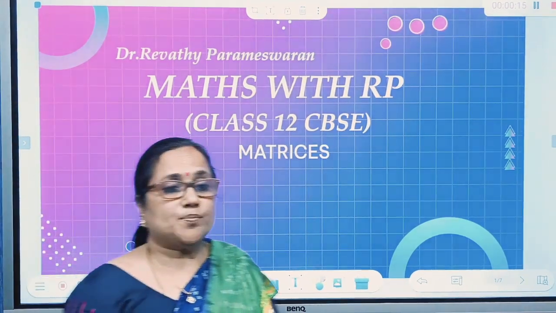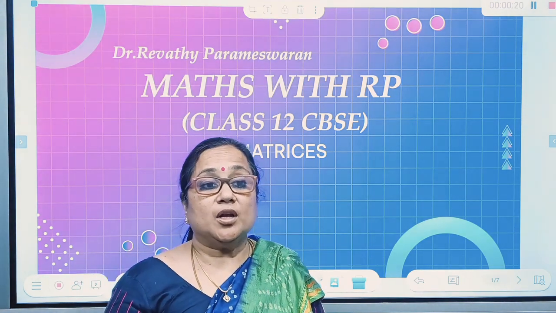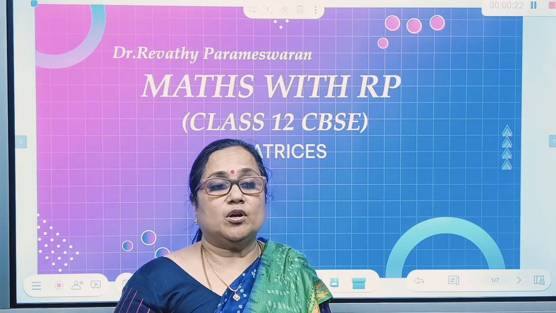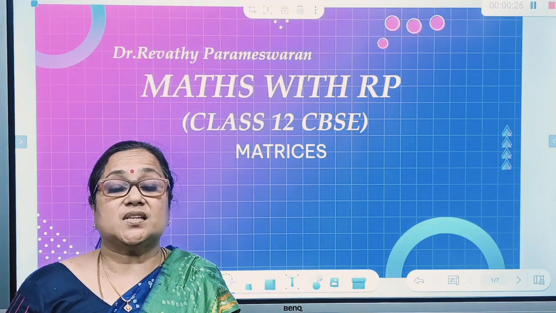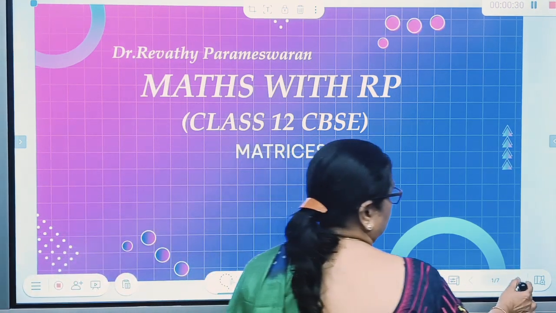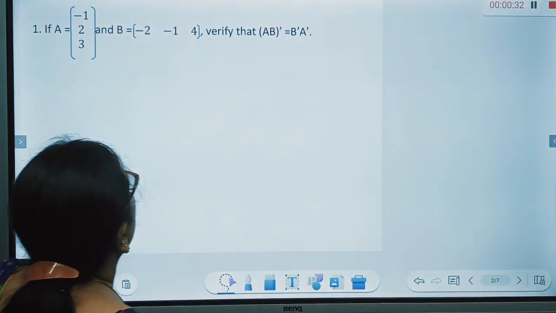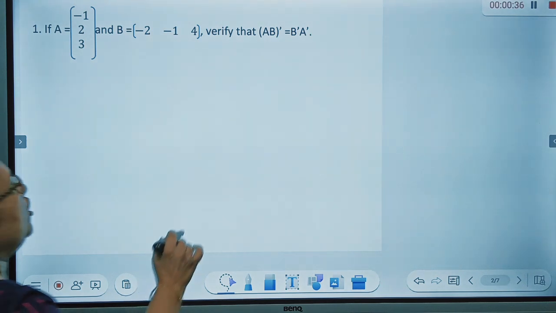Today we are going to explore more properties of matrices. In particular, we are going to explore the transpose of a matrix and what properties the transpose of a matrix satisfies. So you are given two matrices and you are going to verify.